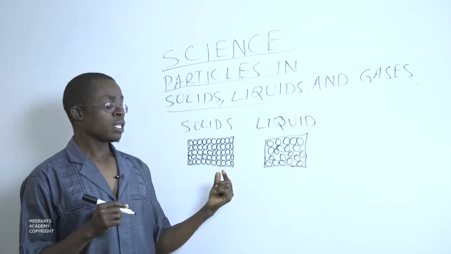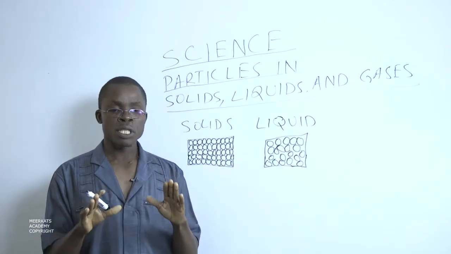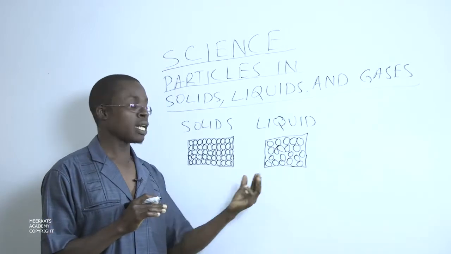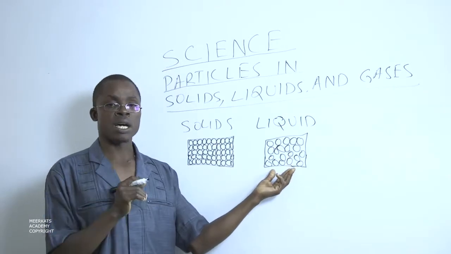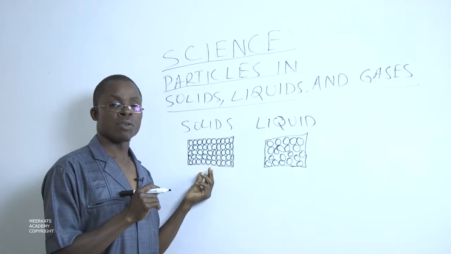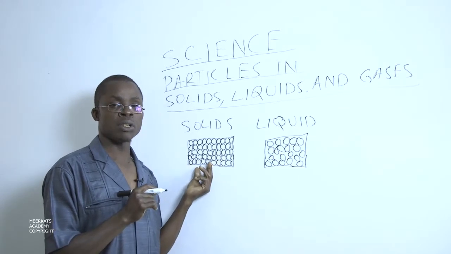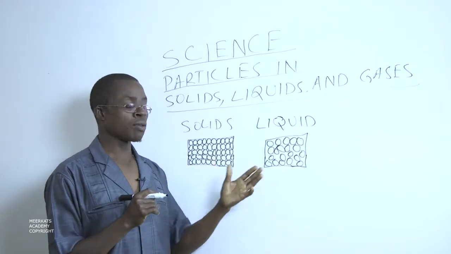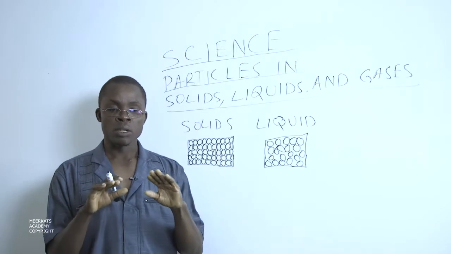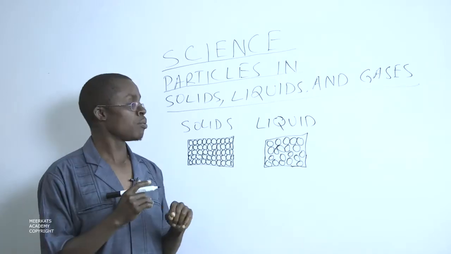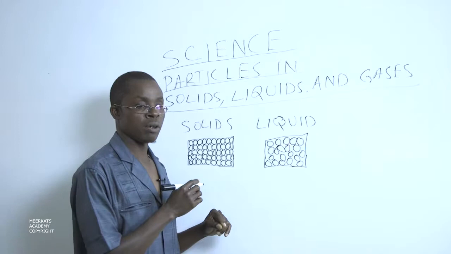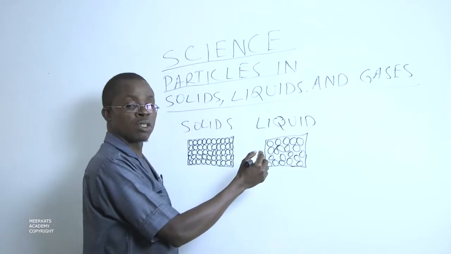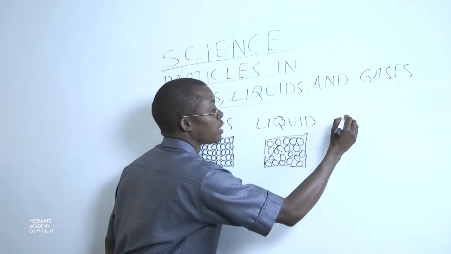This also shows that the forces attracting the particles in a liquid are lesser compared to the forces holding the particles in a solid state. And that's why the particles are loosely held, making them able to move around, free to move. The third state of matter is gas.